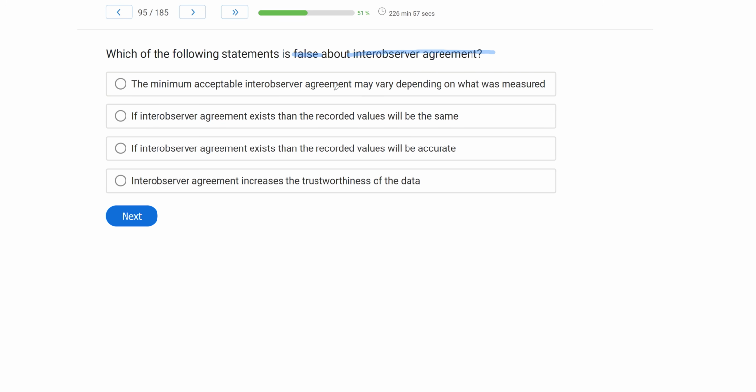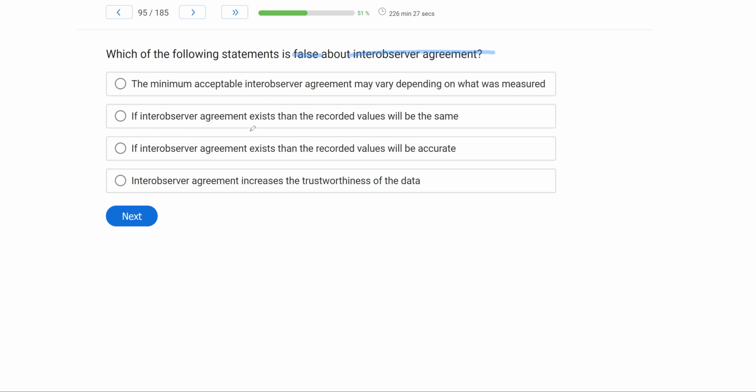But think about if 2 people were reading the same written document and counting spelling errors. We would hope the Interobserver Agreement was higher there, right? Because taking Interobserver Agreement on spelling errors should not bring in a lot of fluctuation. That's very different than taking IOA while you're observing a lot of different behaviors at the same time. So IOA, Interobserver Agreement, can vary depending on what was measured. That is true. What about B?